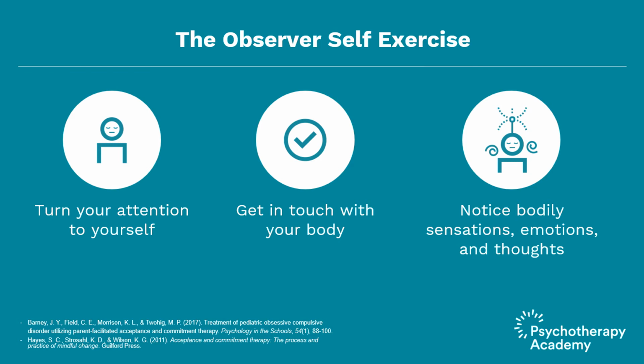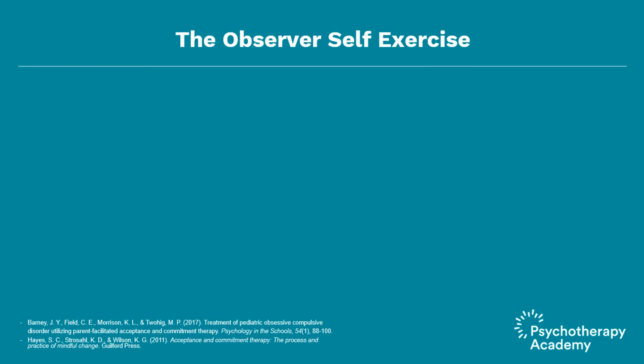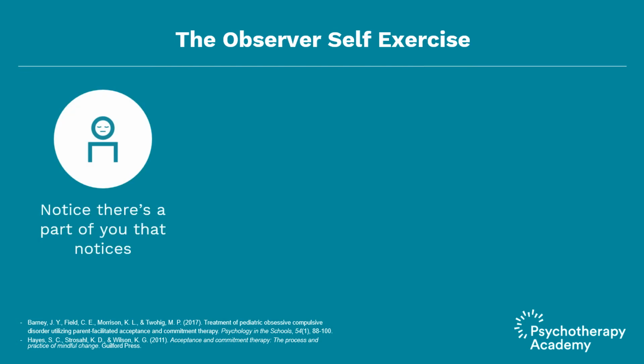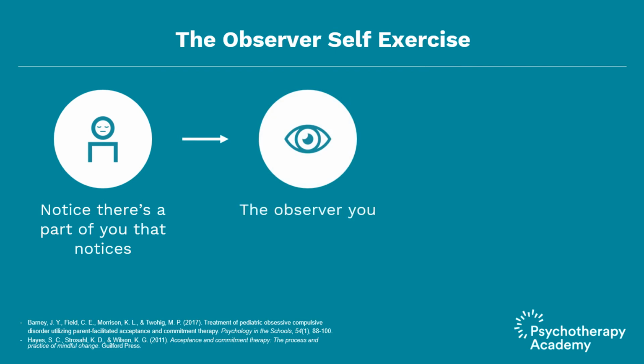Notice any emotions you're having. And again, just acknowledge them. Get in touch with your thoughts and just quietly watch them for a few moments. I want you to notice that as you noticed these, there's a part of you that noticed them. You noticed those sensations, those emotions, those thoughts. And that part of you we will call the observer you.